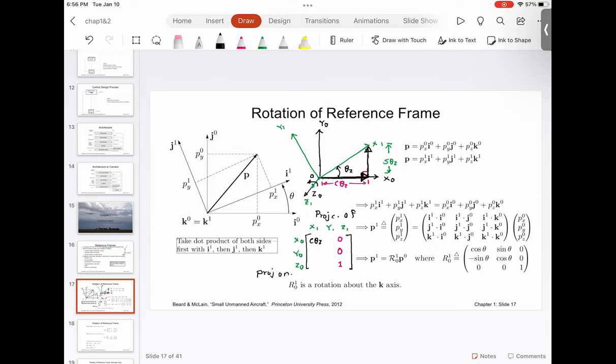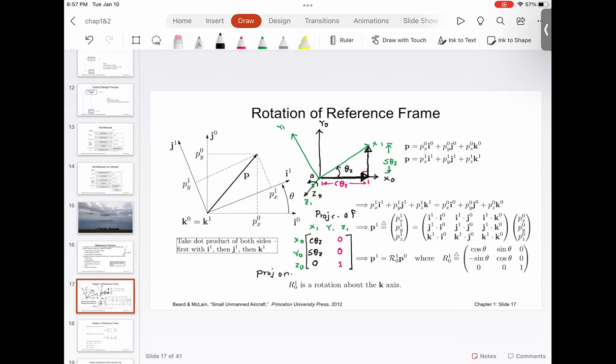Projection of X1 onto Y0 is sine theta z. But please understand that vector is going up, which is the same direction as Y0, so that projection is positive. So sine theta z. And projection of X1 on z naught is 0. Why? Because those two vectors are perpendicular to each other.